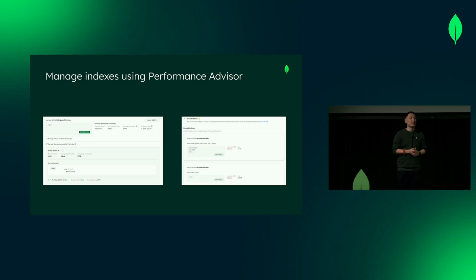We all know that creating an index will make our read queries run faster, but an index will also make your write queries run slower, because every time you update your data, you need to update the index too. So if you have a lot of indexes you're not using, it's actually not good for your database performance. So in the Performance Advisor, we also monitor all the index usage and let you know that you never use this index, and you should probably consider dropping it.